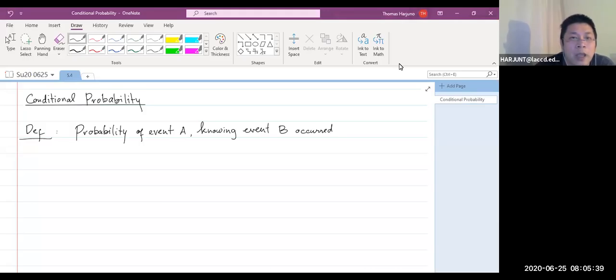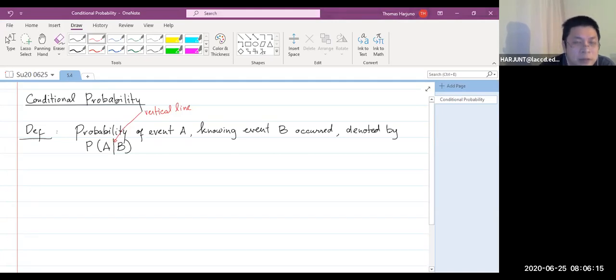The probability of event A knowing event B occur, denoted by probability A given B. Now this line here is a vertical line. Okay, so that's not a fractional notation. No, that's a given. That's a given.